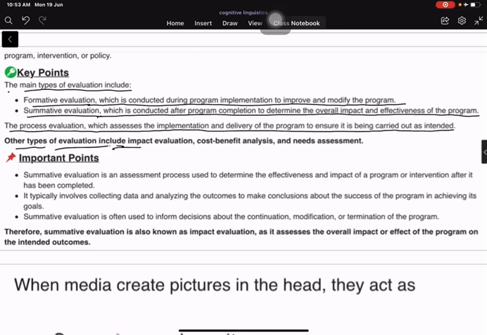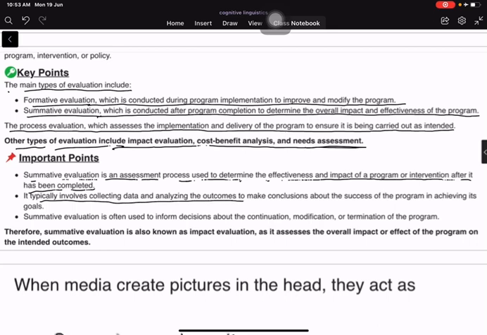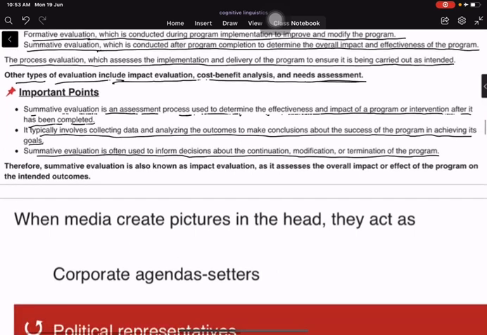Now, other types of evaluations include impact evaluation, cost benefit evaluation, and needs assessment. Summative evaluation is an assessment process which is used to determine the effectiveness and impact of an overall program or intervention after it has been completed. It typically involves collecting data and analyzing the outcomes to make conclusions about the success of a program in achieving its goals. Summative evaluation is often used to inform decisions about the continuation, modification, or termination of the program. Therefore, summative evaluation is also known as impact evaluation as it assesses the overall impact or effect of the program on the intended outcomes.